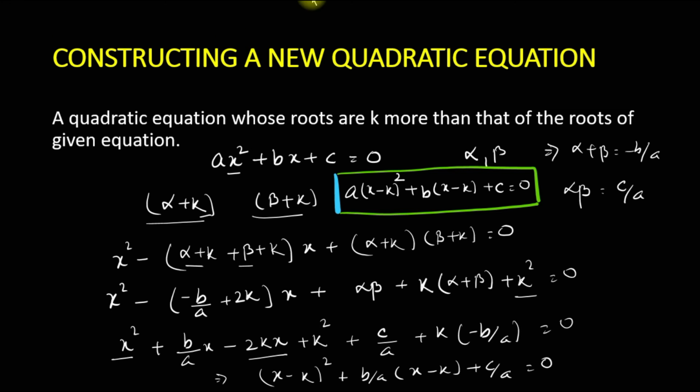So look at this and try to derive these results yourself. When roots are increased by k, we have to put x minus k in place of x. So this is a(x minus k) square plus b into (x minus k) plus c, this is equal to 0.